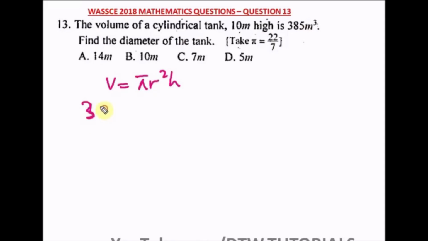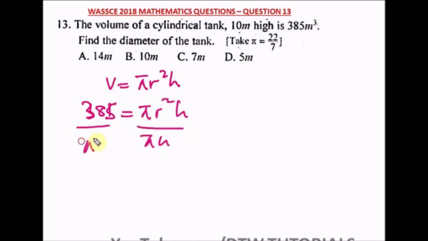All right, we've been told the volume is this. So 385 is equal to what? Pi r square h. We are told to find the diameter of the tank. Okay, so it means that we don't know the radius, but we are given the height, and we're given pi as what? 22/7. Okay, so we're looking for r square. All right, so making r square subject of formula here, what do we do? We divide both sides by what? Pi h. Divide by pi h. This will cancel out, pi will cancel out pi here, h will cancel out h.